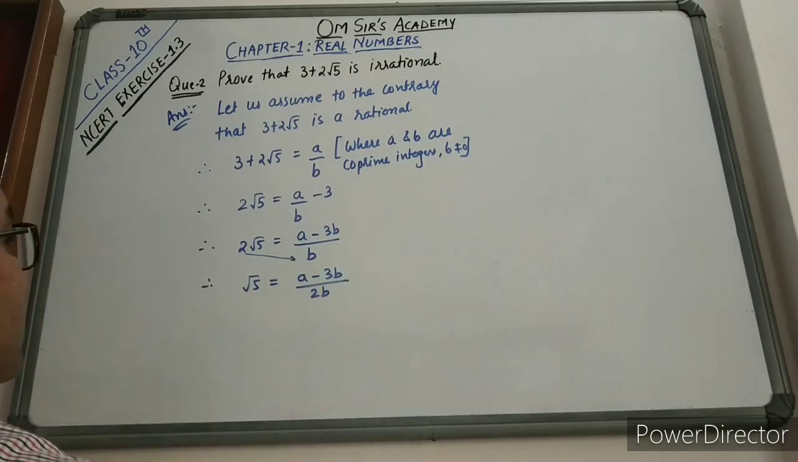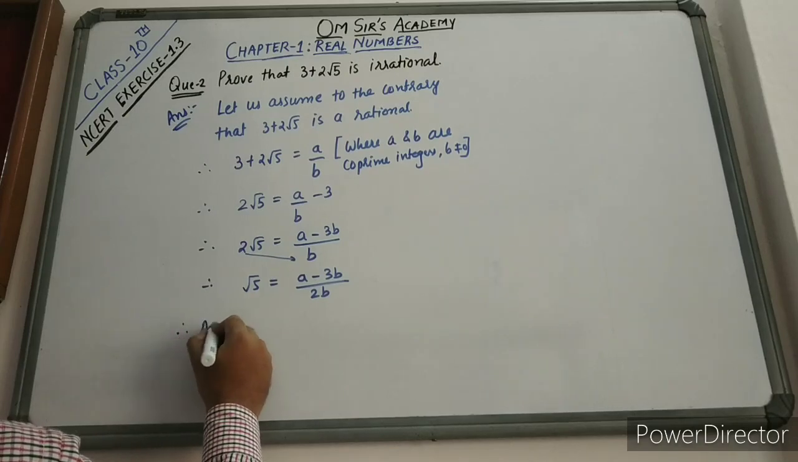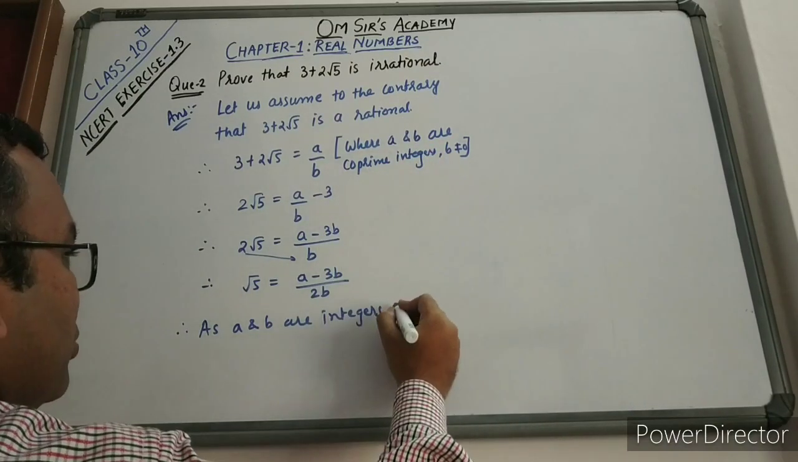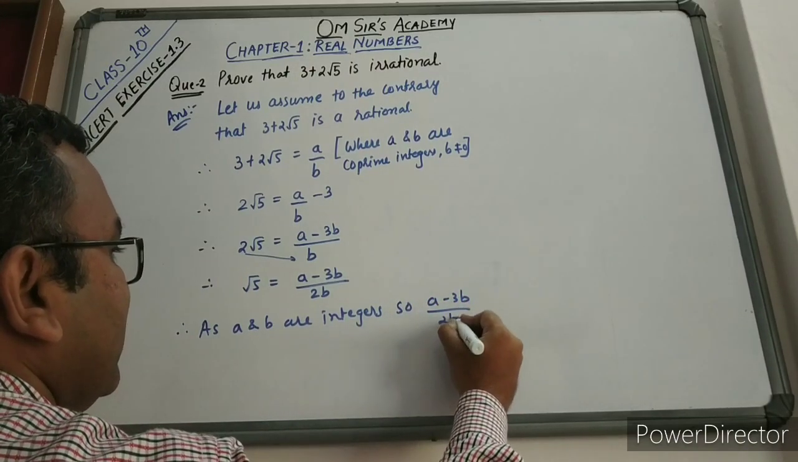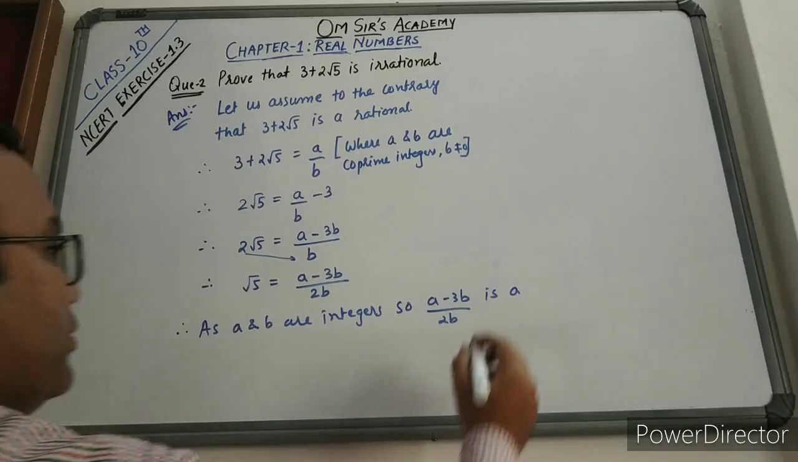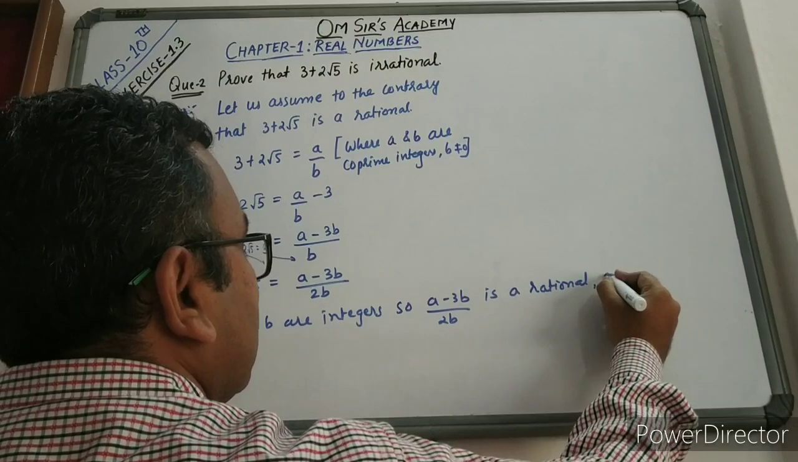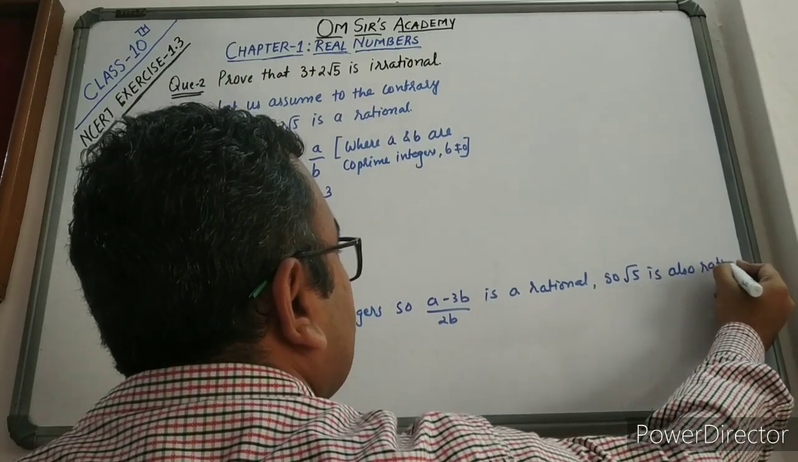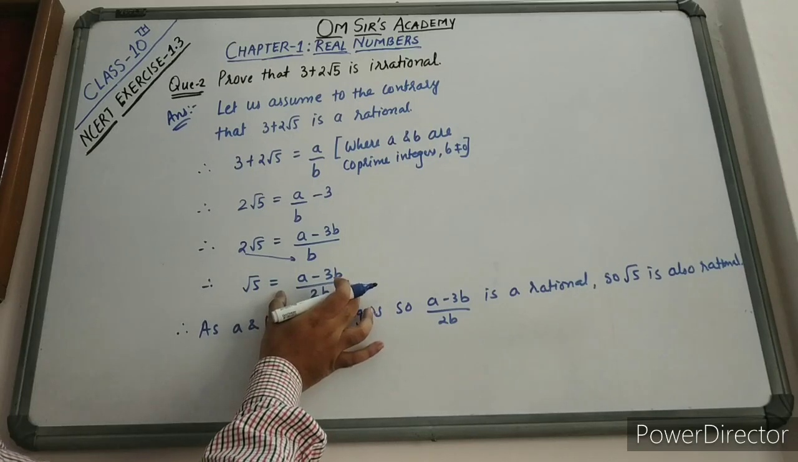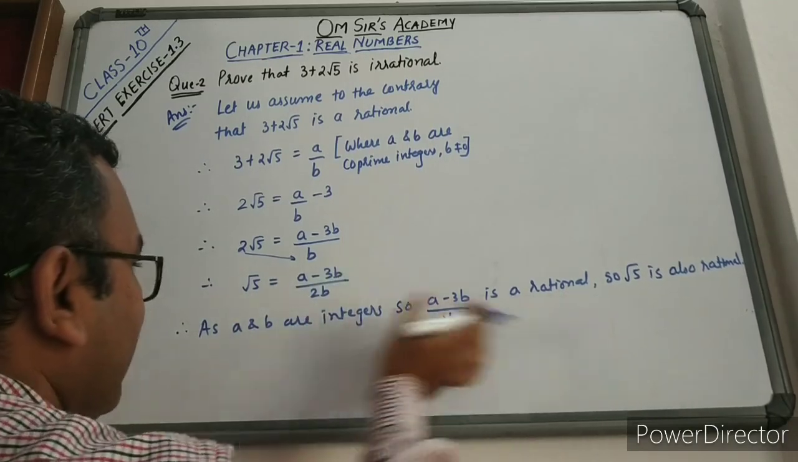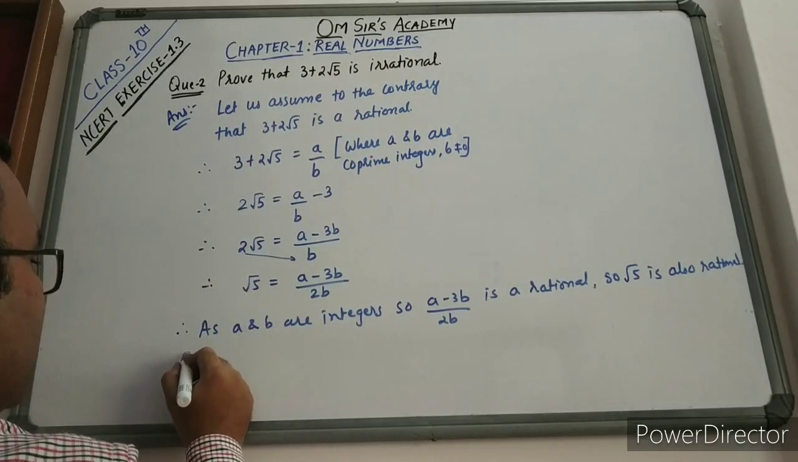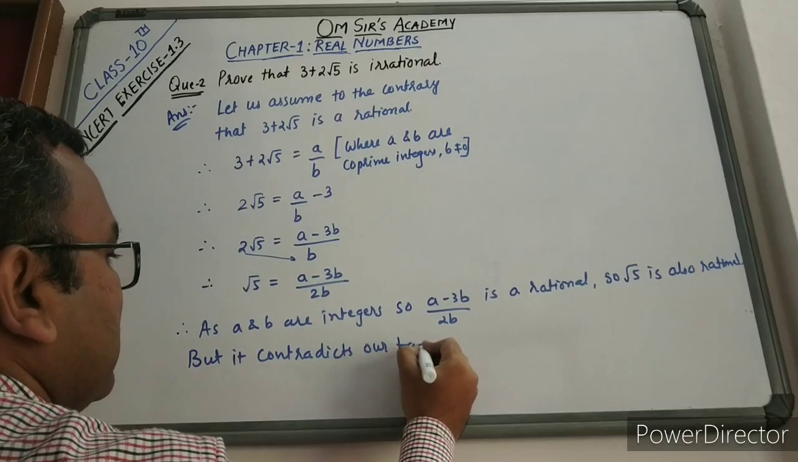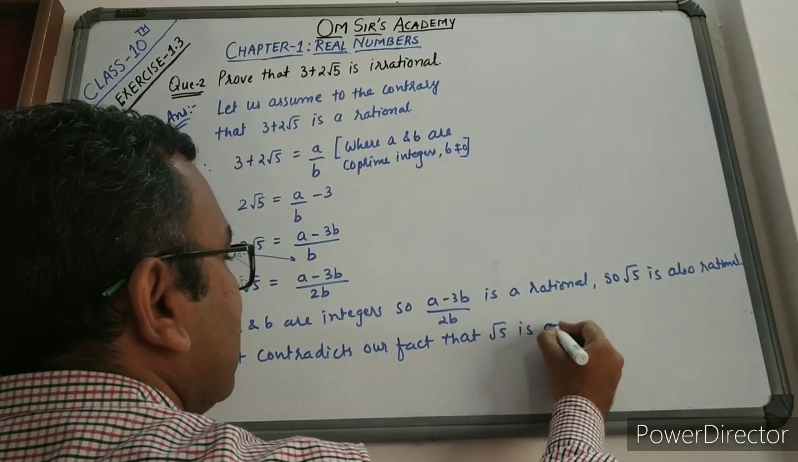Therefore, as a and b are integers, okay, a and b are integers, therefore this whole a minus 3b upon 2b is rational, and so root 5 is also rational. Root 5 is also rational, okay. So according to the equation, if my right hand side is rational then my left hand side should also be rational. But it contradicts our fact that root 5 is an irrational number.